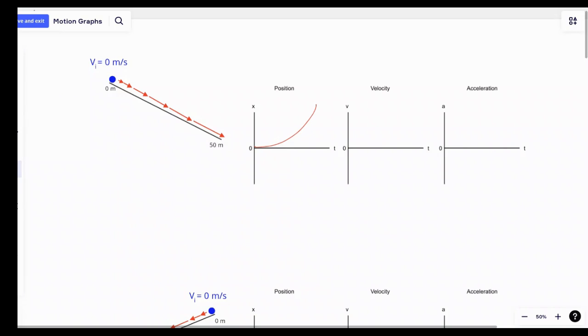Now, for velocity time, it starts at a 0 velocity, and then it's gaining velocity, but it's gaining it at a constant rate. So for the velocity time graph, it would be a straight line, something like that. Now, because it's gaining velocity in the positive direction, it goes from 0 meters to positive 50, and it's a constant rate for acceleration, the acceleration graph would be above the 0, and it would just be a straight line like that. Okay?